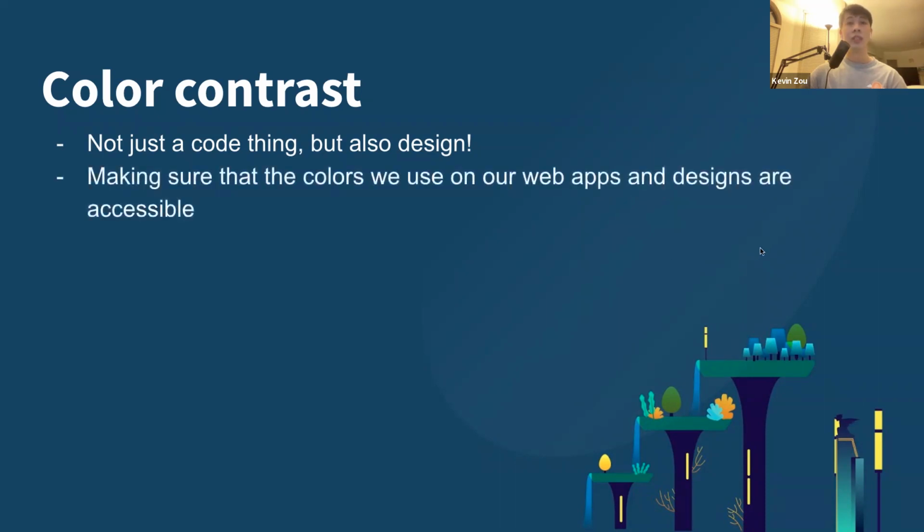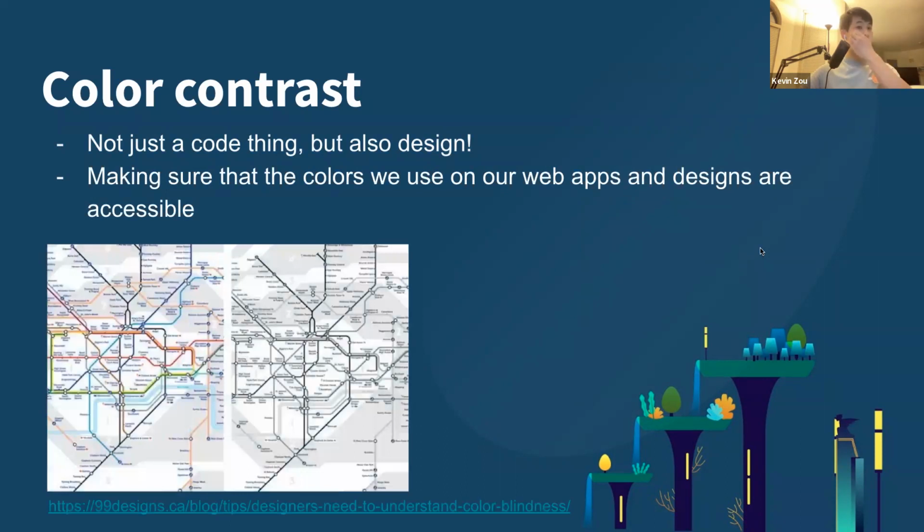And here's another example. On the left side, we see how this metro map looks to someone without color blindness, and then to someone with it, it's pretty hard to tell the different lines apart. So even if something looks fine to us, it might not look fine to someone else.